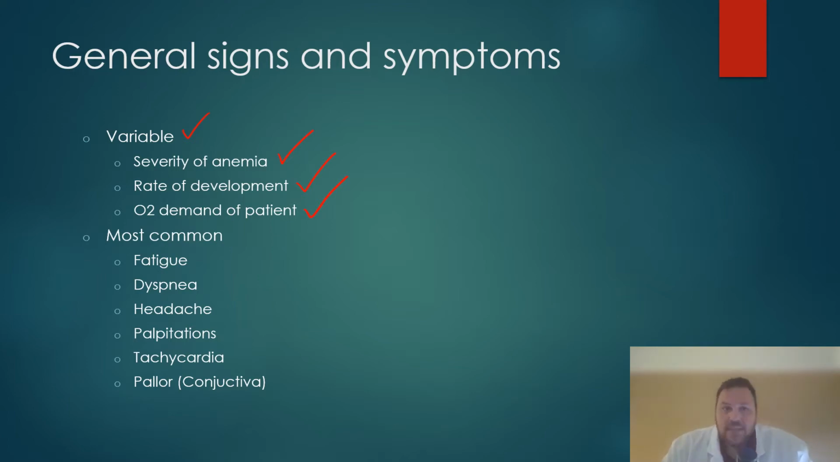However, the most common signs and symptoms would be fatigue, being tired, dyspnea, shortness of breath, headache, since neurons require a lot of oxygen, palpitations and tachycardia, both the heart trying to beat faster and harder to get the blood out to the tissues, pallor, which is mostly noticeable in the conjunctiva.